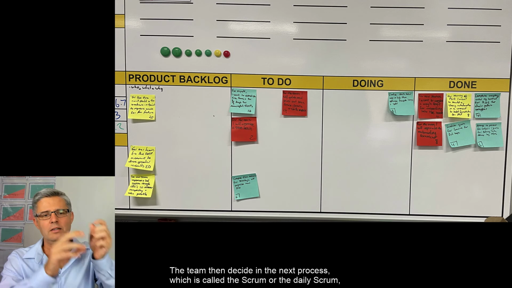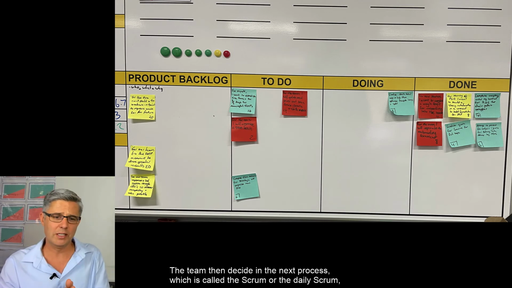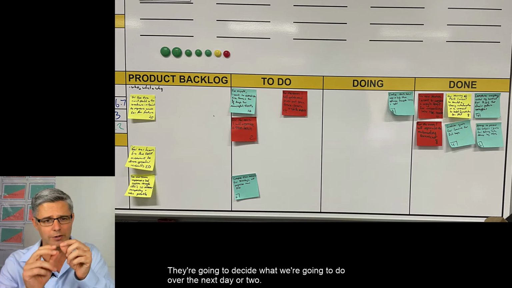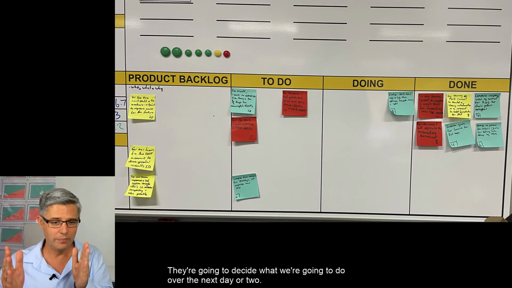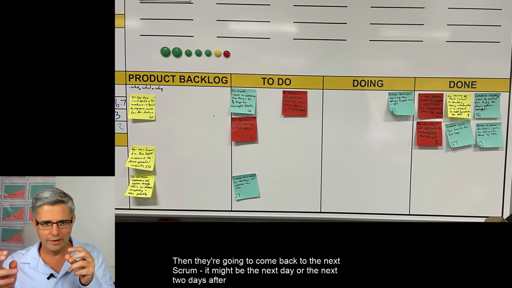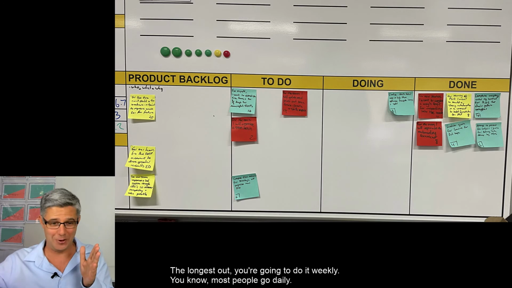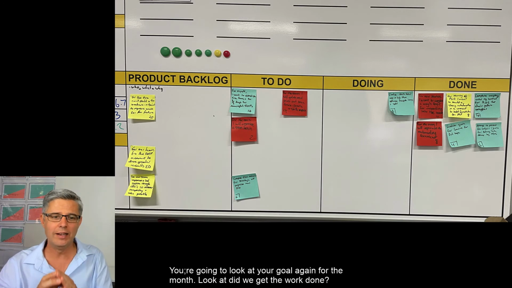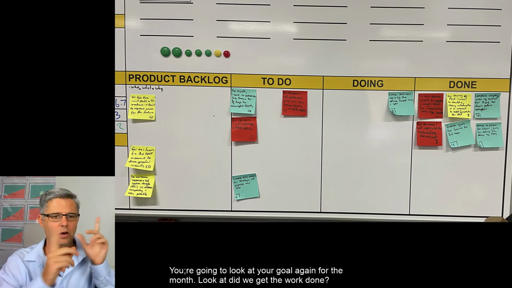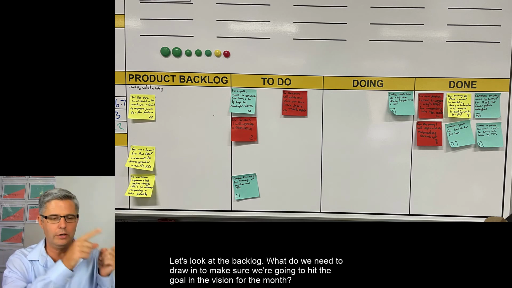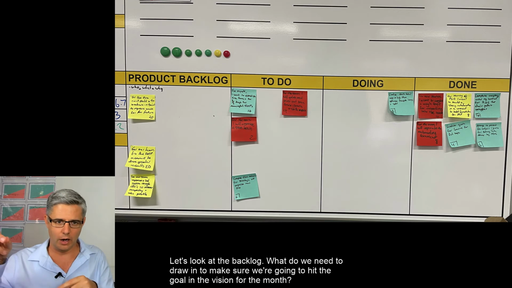The team then decide in the next process, which is called the Scrum or the daily Scrum, they're going to decide what we're going to do over the next day or two, and they're going to execute that. They're then going to come back to the next Scrum, might be the next day or the next 2 days after. At the longest out, you're going to do it weekly. You know, most people go daily. You're going to look at your goal again for the month. Look at, did we get the work done? Let's look at the backlog. What do we need to draw in to make sure we're going to hit the goal and the vision for the month?